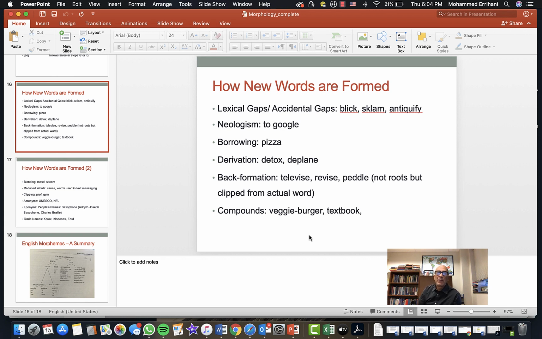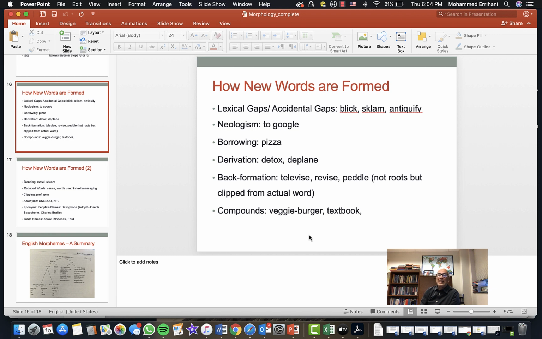So let's start with some words and how they're created. So you have a lexical gap or an accidental gap. Blick, clam, and antiquify. So basically this means that sometimes there are well-formed but non-existing words. These are well-formed but words that don't exist in the English language, either of the sound sequence or the combinations of morphemes that remain unused. But who knows, maybe in the future we might have these words enter the English language.